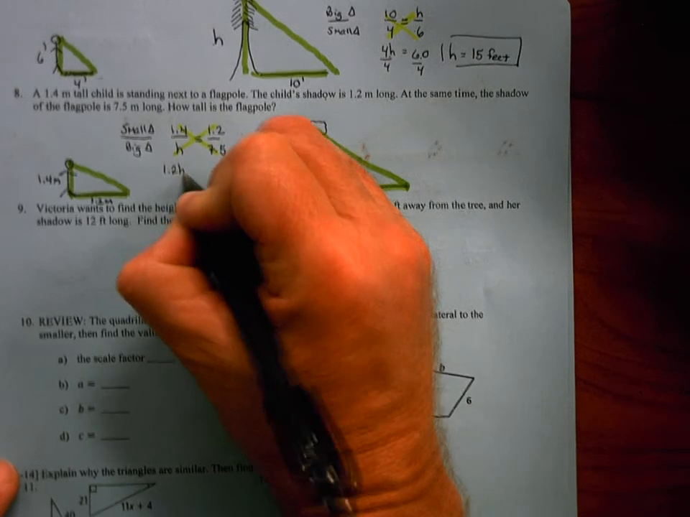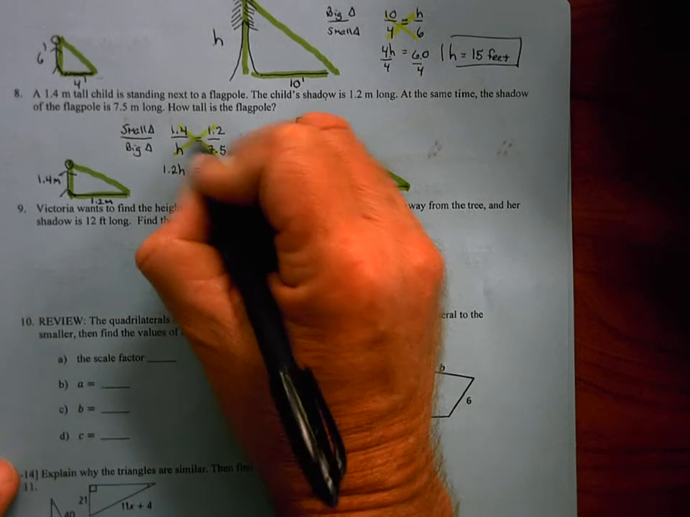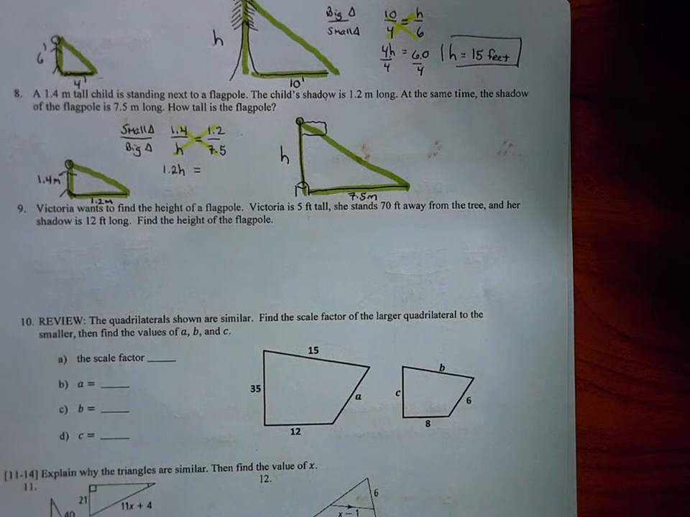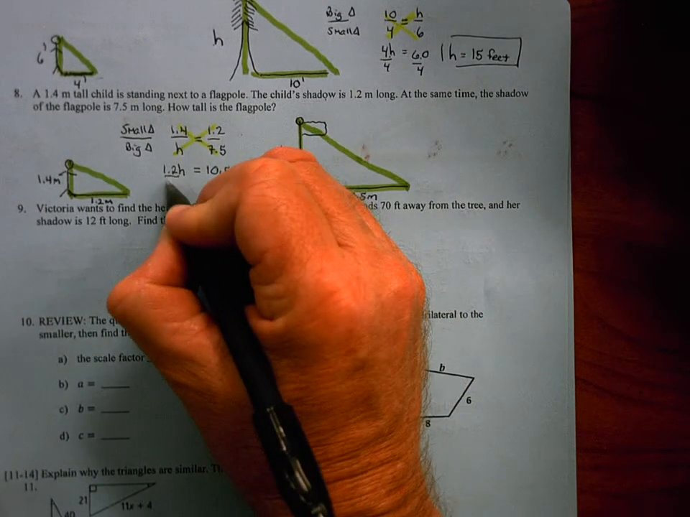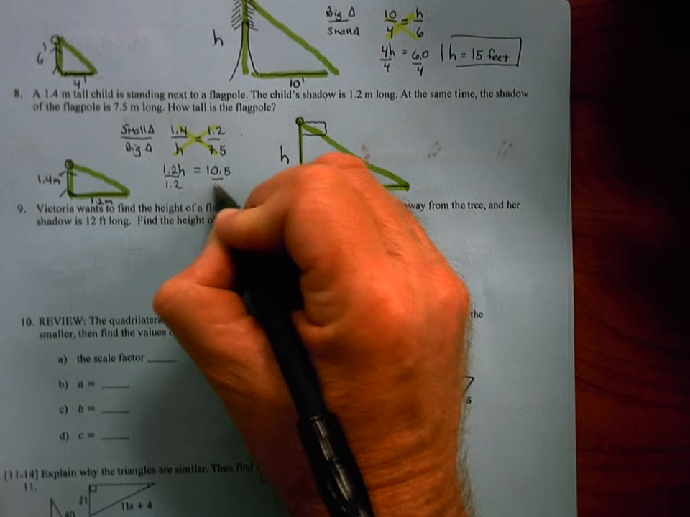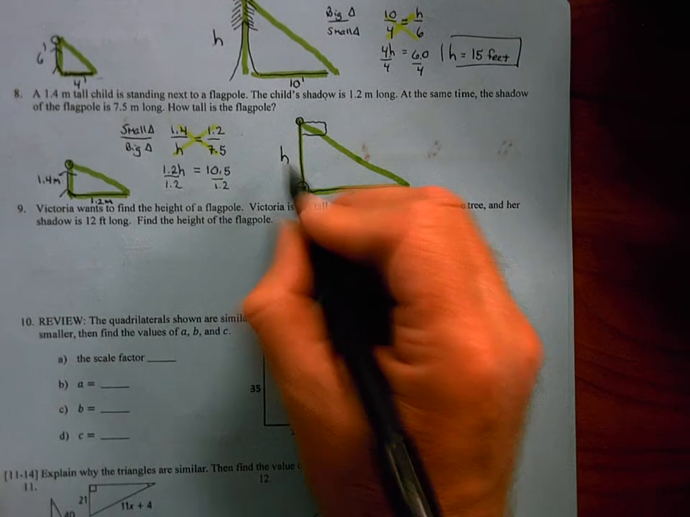That's the extremes. It's going to be equal to 1.4 times 7.5. And I'm doing that off screen so you could see this right here, 10.5. Divide both sides by 1.2, and that's going to give you your value for the height of the flagpole. So 10.5 divided by 1.2.